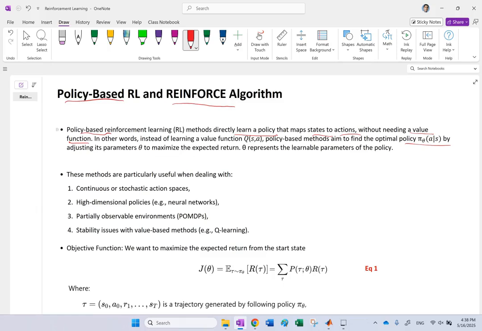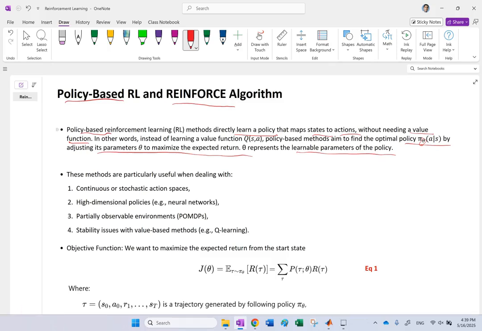Now, the important thing is this. These policies have some parameters that you can adjust, okay? Theta is the learnable parameter of the policy, and the goal is to change this theta so you can maximize some expected return, okay? So here, these functions have some parameters in them, not like previous cases where they were either deterministic or stochastic, but there was no parameter.